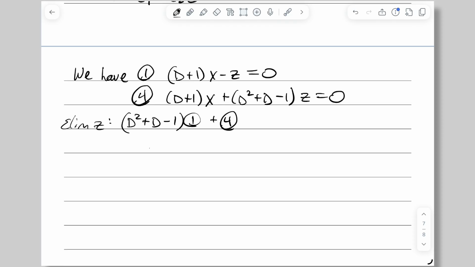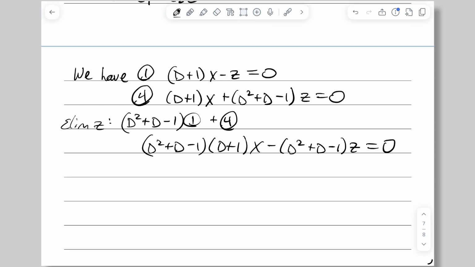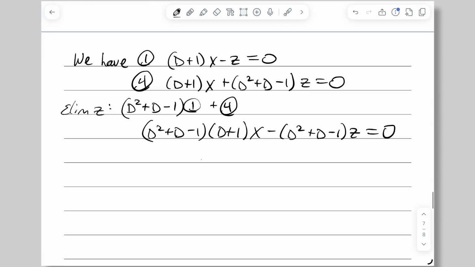And that's going to look like (D squared plus D minus 1) acting on (D plus 1)x. Just leave it like that. Minus this (D squared plus D minus 1) acting on z is equal to 0. And then equation 4 wasn't going to change. So we have (D plus 1) acting on x plus (D squared plus D minus 1) acting on z equals 0. So the z's drop out.